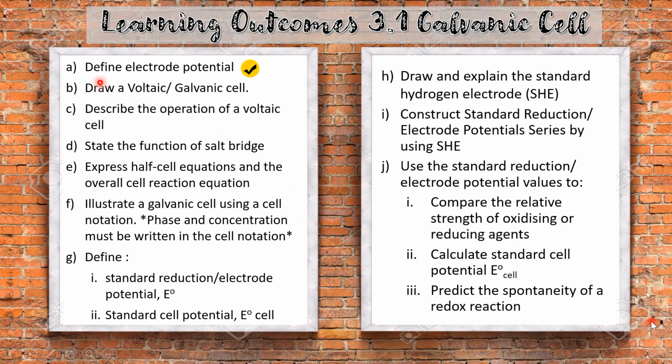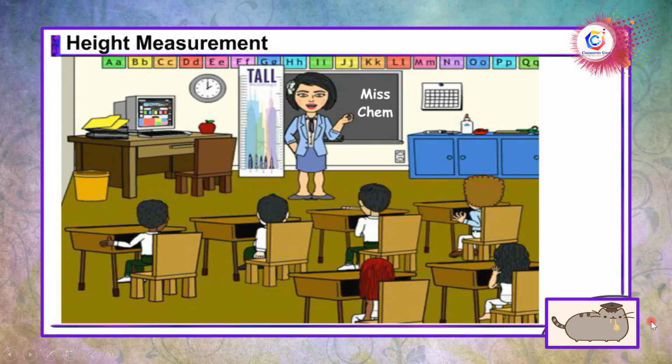So you are going to learn about the definition of electrode potential, define standard reduction or electrode potential E0, and define standard cell potential E0 cell. Let us consider the following situation.